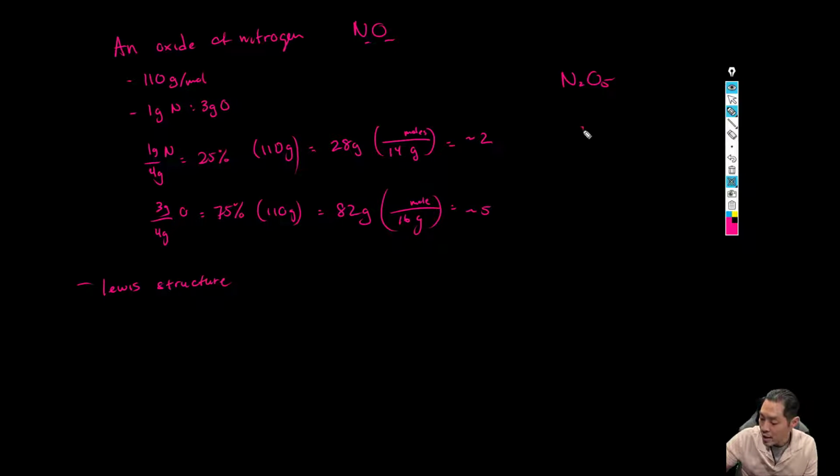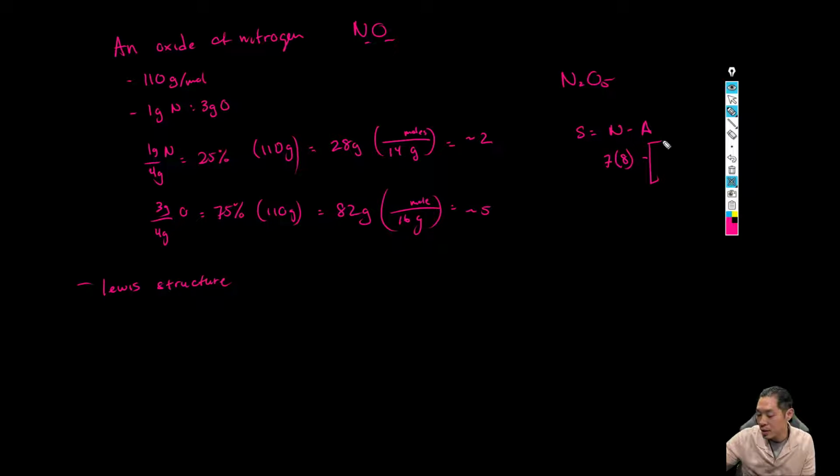To do the Lewis structure, I need to find how many bonds there are. So I'm going to use S equals N minus A, where N is the number of electrons needed if every atom were a noble gas, minus A, the actual number of valence electrons. We have 2 nitrogens and 5 oxygens, so that's a total of 7 atoms. All of them want 8 for a full octet. Then we're going to subtract the actual.